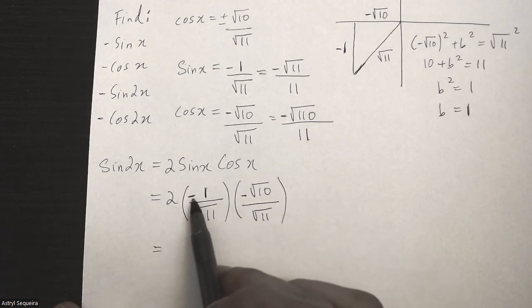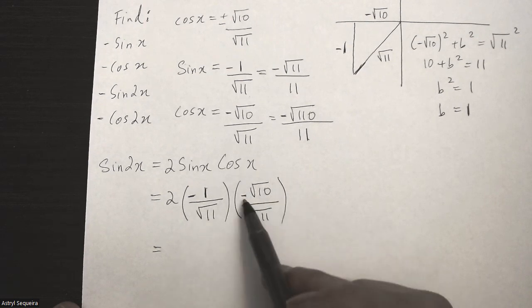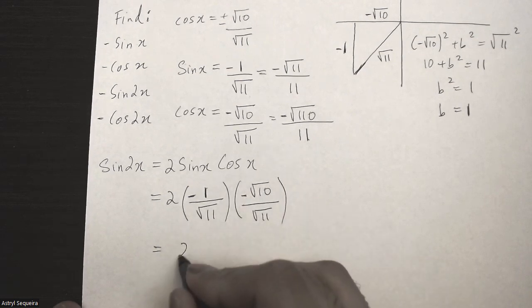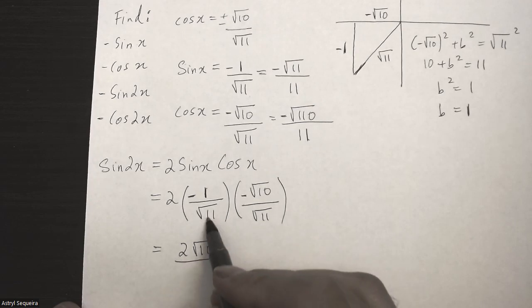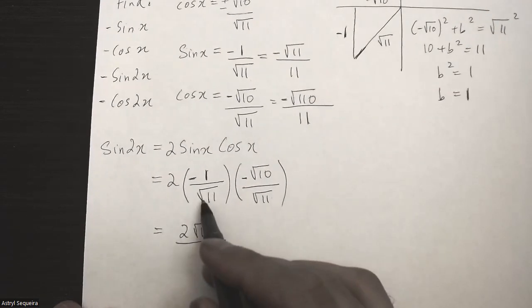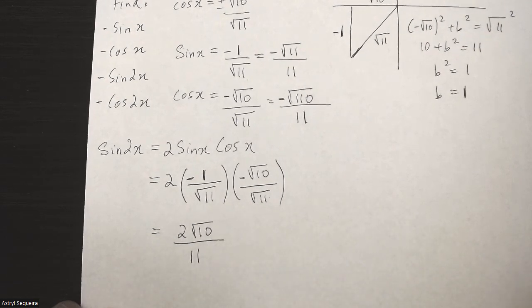So in the numerator here, I have 2 times negative 1, which is negative 2, times negative root 10, which is positive 2 root 10. And in the denominator, I have root 11 times root 11, which is just 11. So that's my answer for sine 2x.